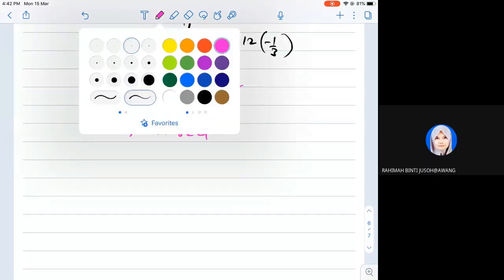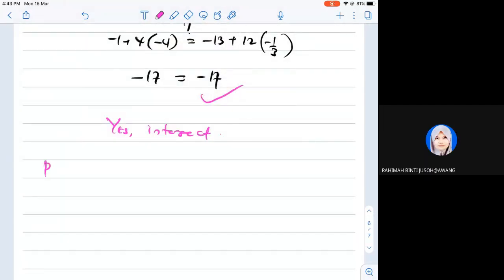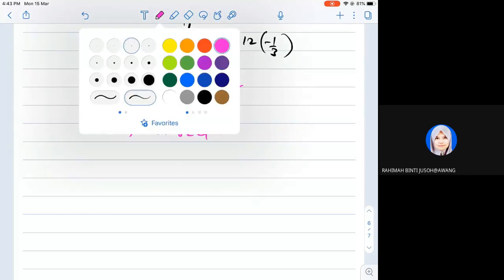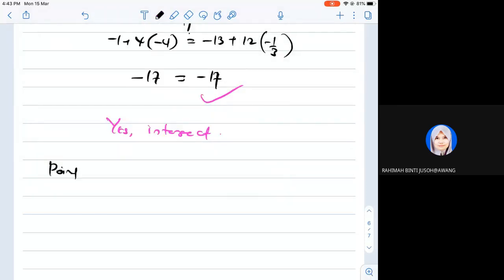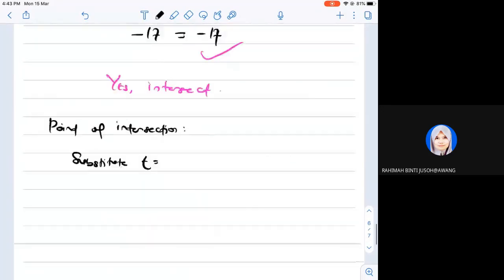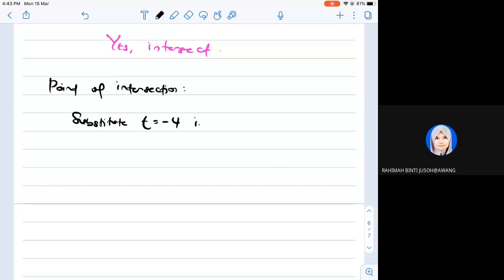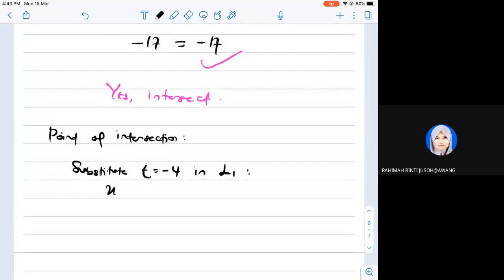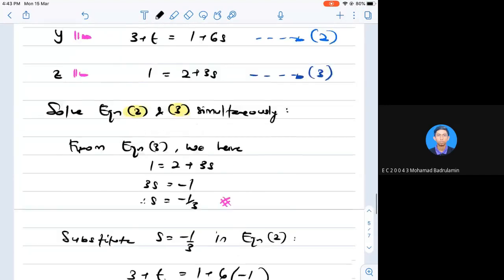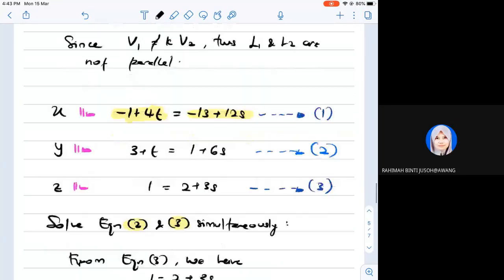In order to find the point of intersection, let's say we substitute T equals to, what was T, negative 4, in L1. So we will get X equals to negative 1 plus 4T.